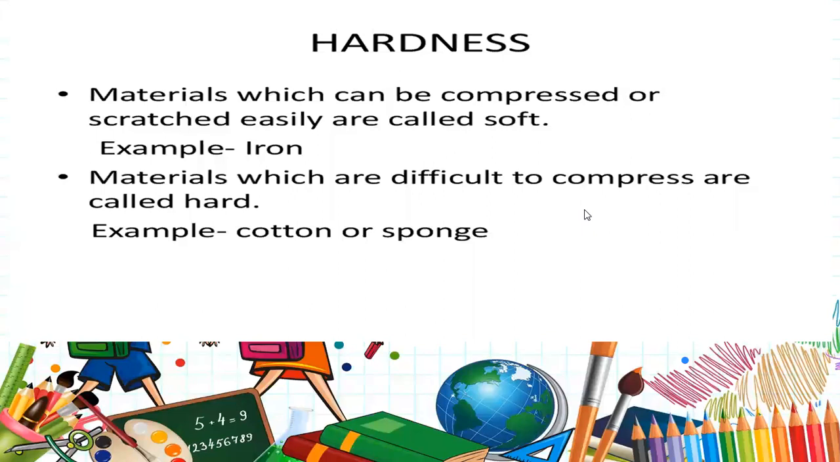Then next is hardness. How can we identify whether the object is hard or not? If we cannot easily compress that object, that means it's hard. Soft substances are those which can be compressed and scratched easily.